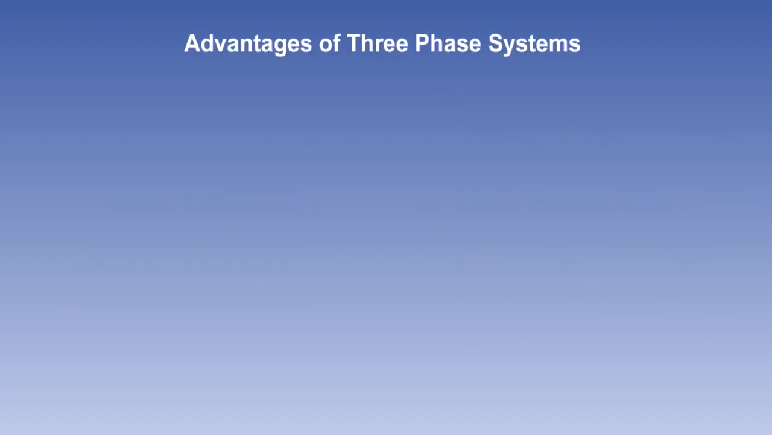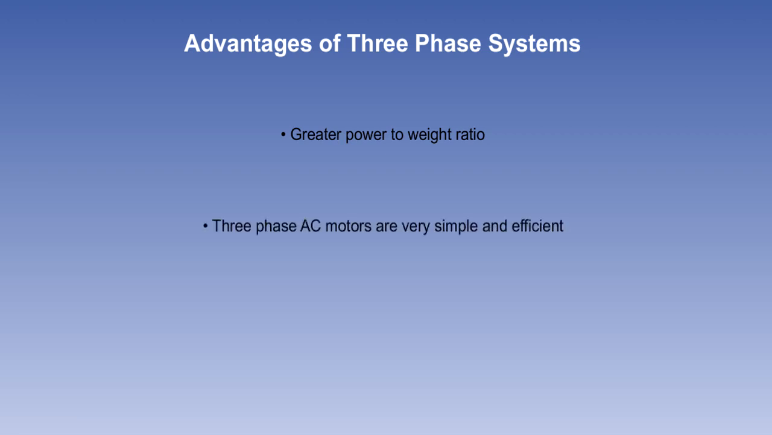A system using three-phase generators has a number of advantages over a system using single-phase machines. Because the generators are effectively three single-phase generators on the same shaft, they have a greater power-to-weight ratio. Three-phase AC motors are very simple and efficient, and for reasons beyond the scope of this course, three-phase generators are easier to connect in parallel than single-phase devices.